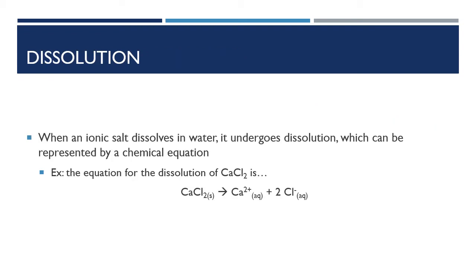When an ionic salt dissolves in water, it undergoes dissolution, which can be represented by a chemical equation. For example, if I were to write the equation for the dissolution of calcium chloride, it would be that calcium chloride yields a calcium 2+ ion and 2 chloride ions. If we look at the salt, I see 1 calcium is present and 2 chlorides are present. So therefore I have 1 calcium ion and 2 chloride ions. They also have been assigned their respective charges because they're now written in their ion forms, and they are assigned aqueous on the product side because they are dissolved in water.